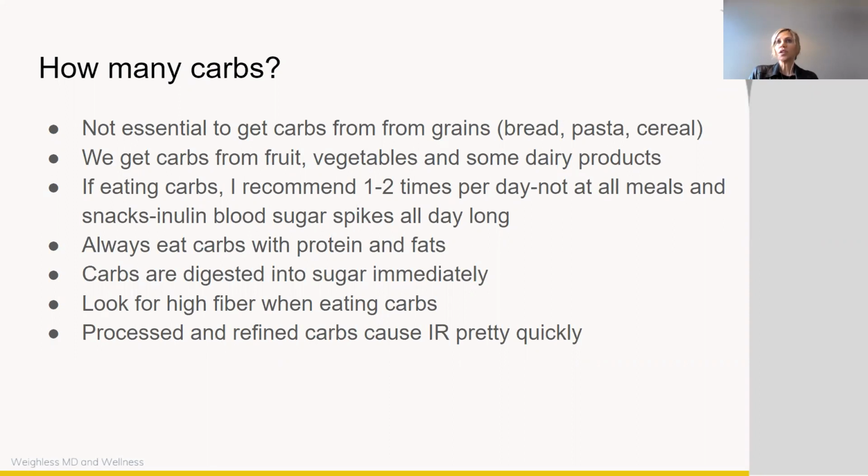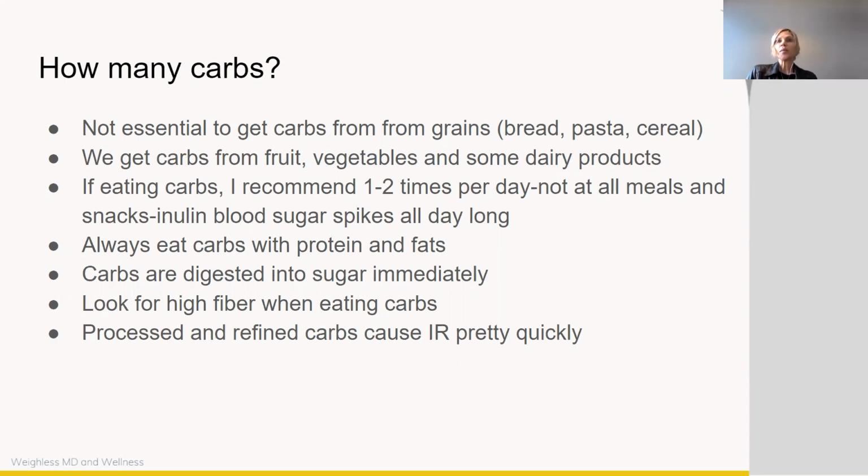If somebody is eating the more starchy carbs, like the bread, the pasta, the cereal, I really recommend 1 to 2 times per day, not eating carbohydrates at all meals, because the whole goal is to limit all of these insulin spikes all day long. And that's really pushing it. Sometimes I'm recommending, go 3 days without eating any carbohydrates. You can have them occasionally, but in my opinion, if it works for the patient, we really shouldn't be eating this on a regular basis, especially 3 to 4 times a day.